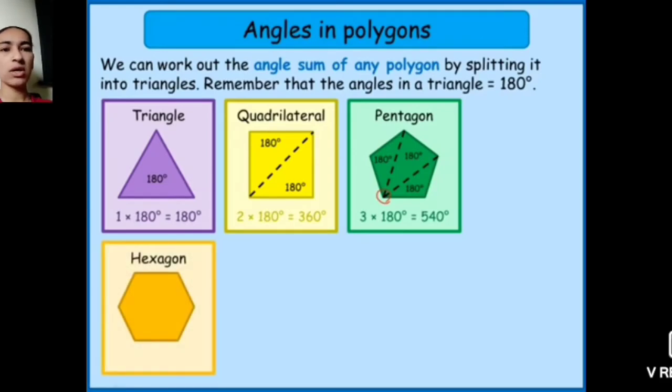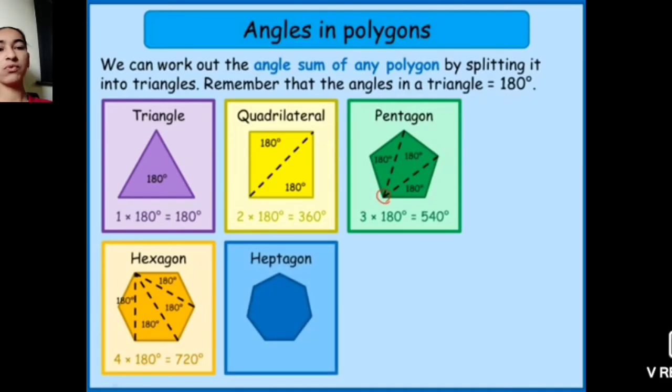Now what about a hexagon? What is the total addition of angles? Now how many triangles will there be? 1, 2, 3, 4 triangles we can make. Yes students, the vertex should be the same for the lines, okay, the first line. So the sum of angles in a hexagon is 720.